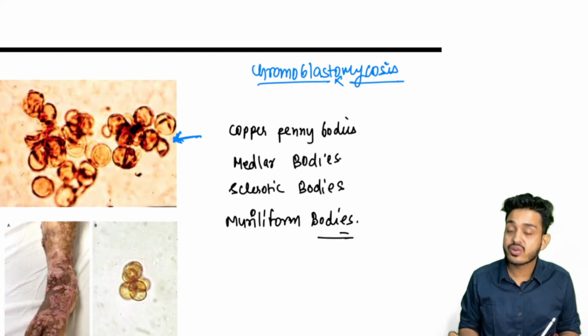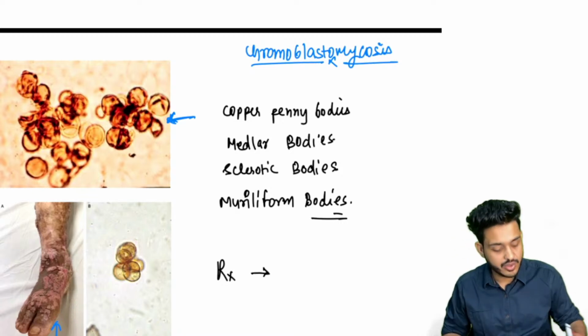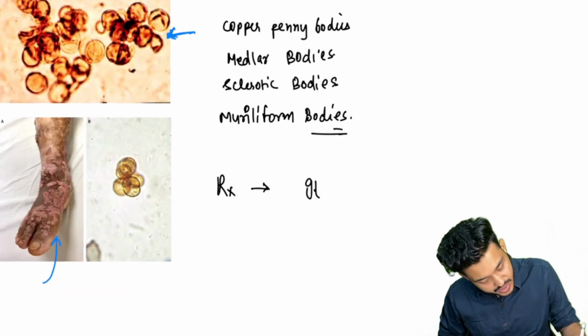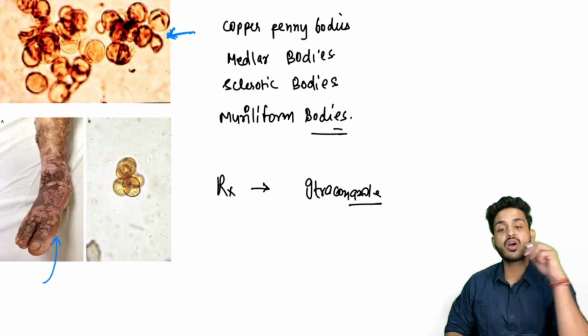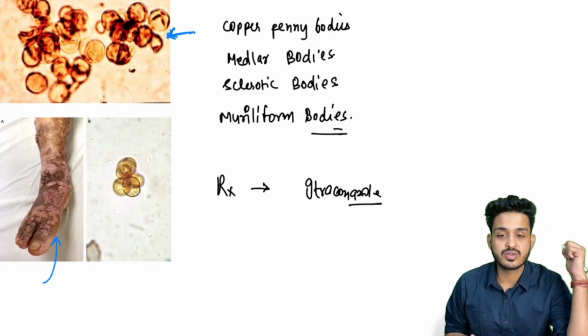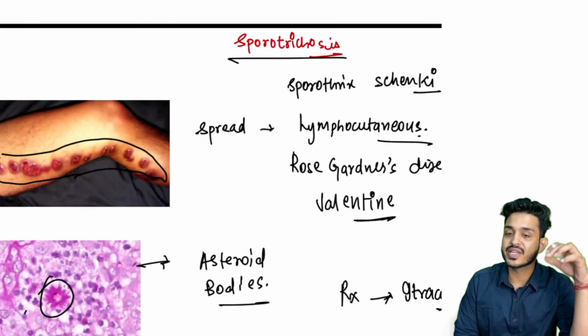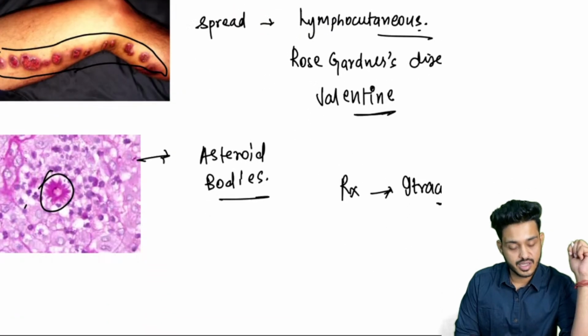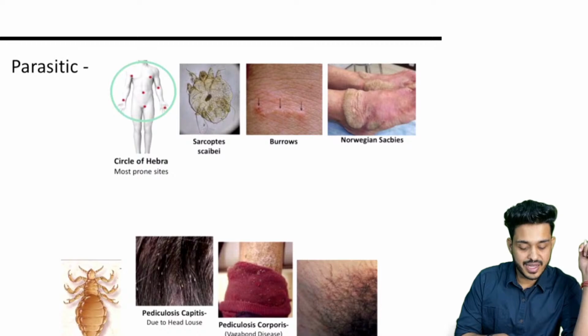Okay. How are you gonna treat this situation? Again, for chromoblastomycosis, you are gonna use itraconazole. Okay. So sporotrichosis देखा, sporotrichosis में भी क्या किया था हम लोगों ने? itraconazole दिया था. Here also we are using itraconazole. Now let's talk about the parasitic infection.